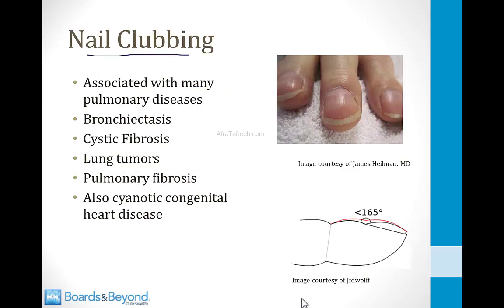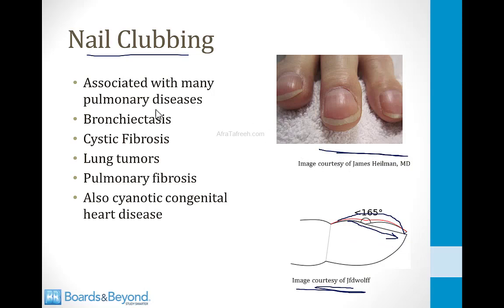The final lung physical exam finding I'll discuss is called nail clubbing. So let's take a look at this picture down here at the right. If you look at your own nails, assuming that they're normal, you'll see that the nail bed has a gentle downward slope like this. In patients with clubbing, the nail bed loses that downward slope and sort of bulges out and becomes rounded. And this is a picture of it up here on the right.